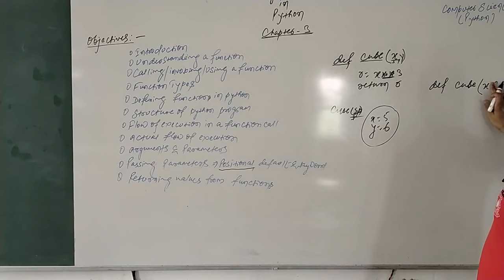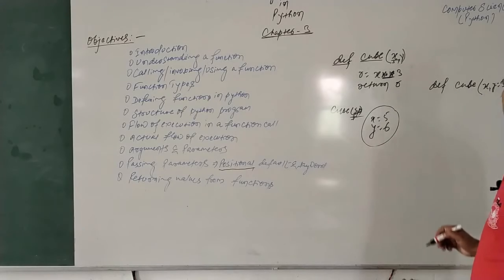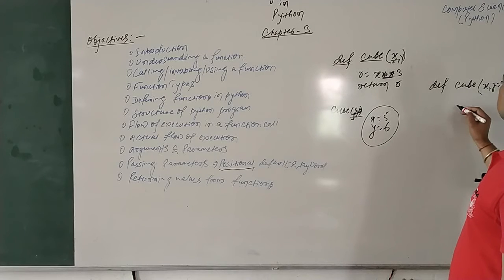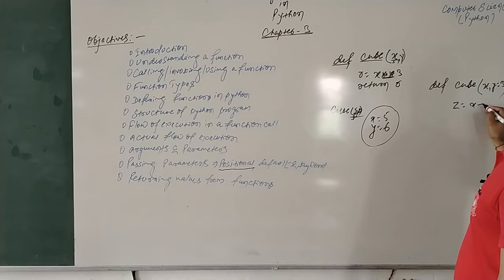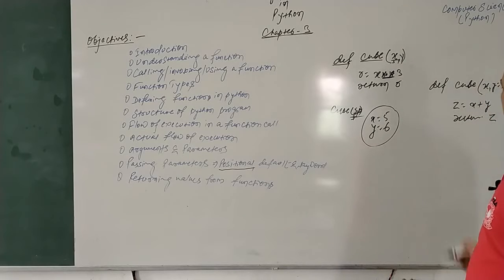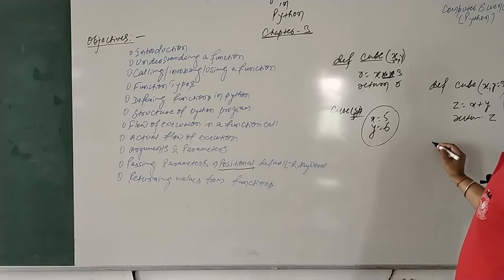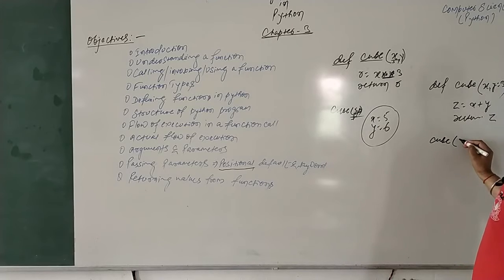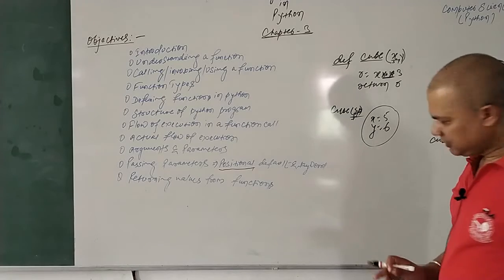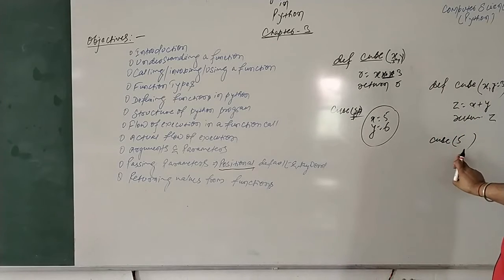Or you may say x comma y equal to 30. And then, suppose z equal to x plus y, and return z. In place of cube you can have anything else, and then you call the function, that is cube, and under bracket, since there are two parameters, I said 5. This will work. This will not give you any error.